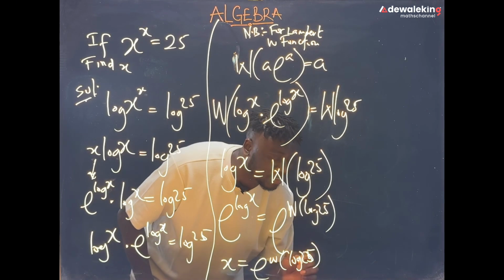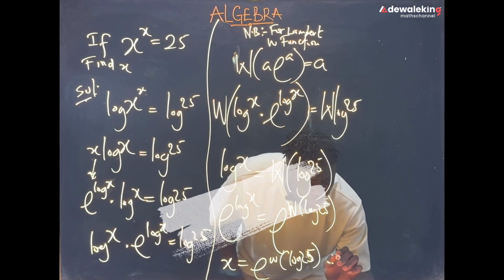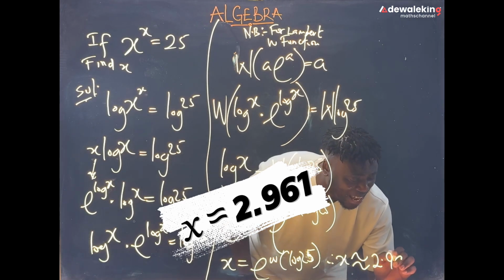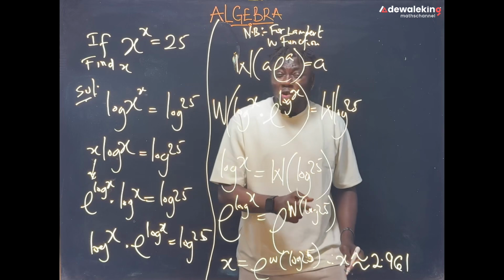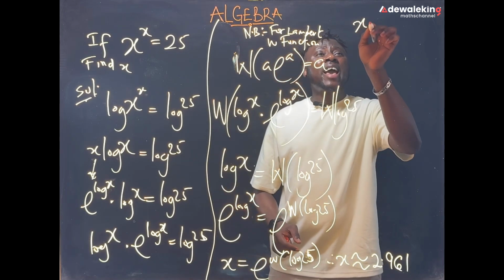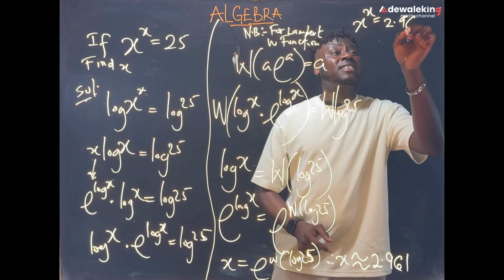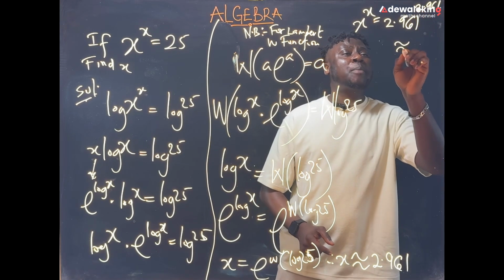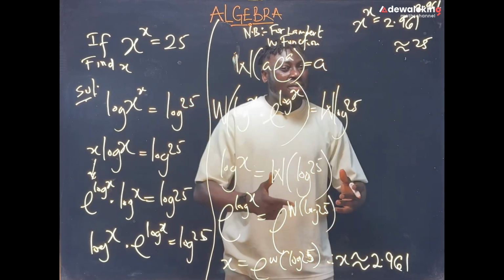So this is the answer. But if you punch this in a calculator, x will be approximately equal to 2.961, and this will be the answer. If you want to confirm, you can say that x raised to power x is equal to 2.961 raised to power 2.961 should give you approximately equal to 25, and that will be the answer.